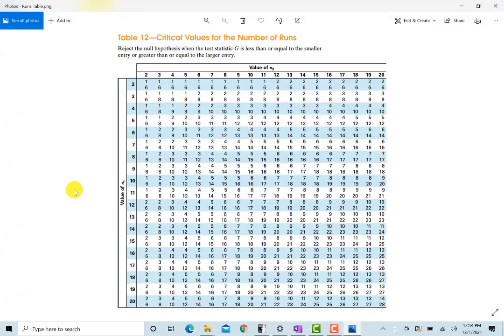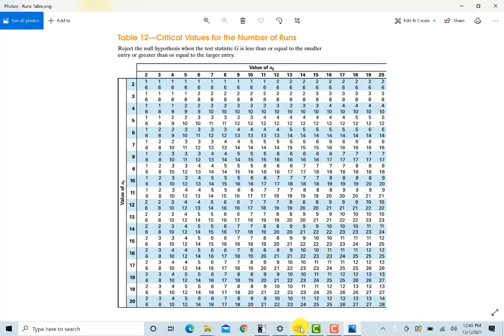All right, here's the runs table. You see that you have N1 along this side, the left side, and then you have N2 along the top. Remember, it doesn't matter which one you call N1 and N2. This table is symmetric either way. So for our case, actually, I don't need to know alpha at all for this table. I don't see any alpha. I do need to know N1 and N2, and both of those were 16. So for N1, if I go down to 16, and then go over to N2, which is also 16, I see I have the numbers 11 and 23.